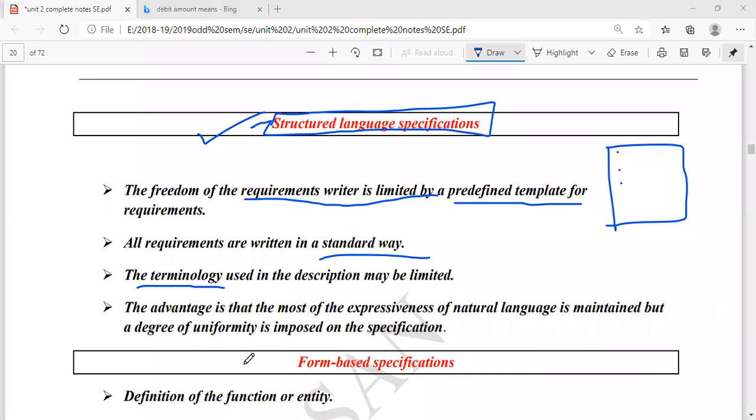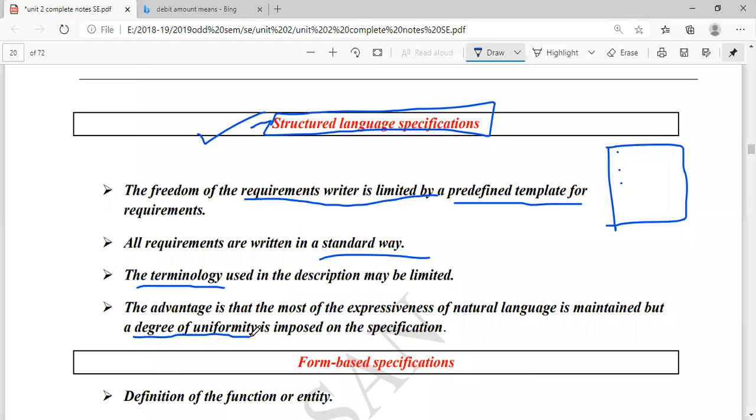Only standard data is being considered in this structured language format. Okay. What is another thing? A degree of uniformity is also observed in this specification. Uniformity means what? What do you mean by uniformity? Same. Every requirement is of same type. You cannot have all different types of requirements, connected requirements. Okay. So there is only one type of set of requirement.